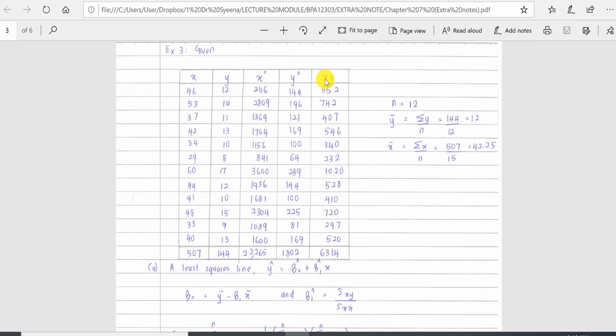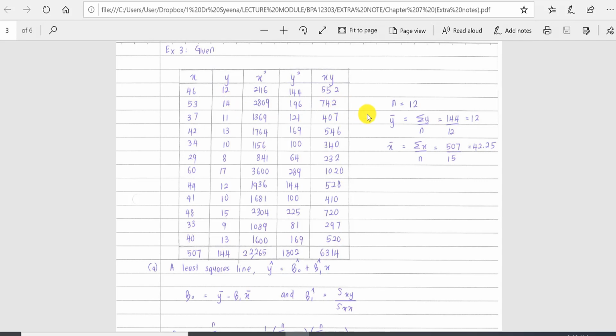Okay, now what is xy? xy means that your x times with the y. So that means your 46 multiplied by 12, then you get 552. Okay, 53 times with the 14, x times with the y, then you get 742.